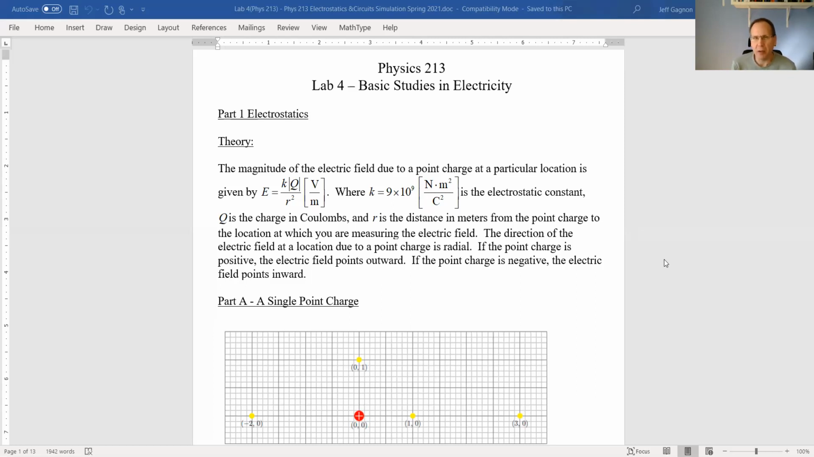This is Lab 4, which is going to be on basic studies in electricity. And we're going to be talking about two different topics. The first topic is going to be electrostatics. Basically, we're going to be computing the electric field due to point charges. And I'll explain the background on that in a minute. And then the second part is going to be on circuit analysis, basic circuit analysis.